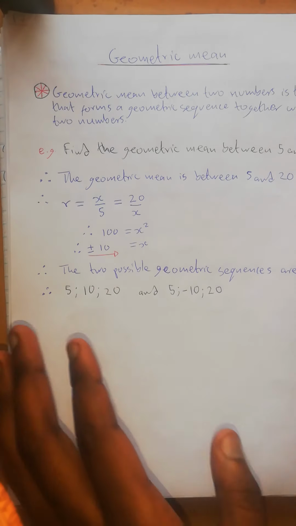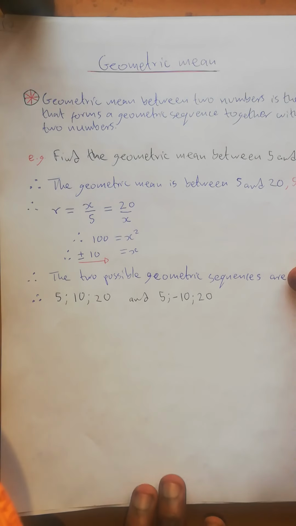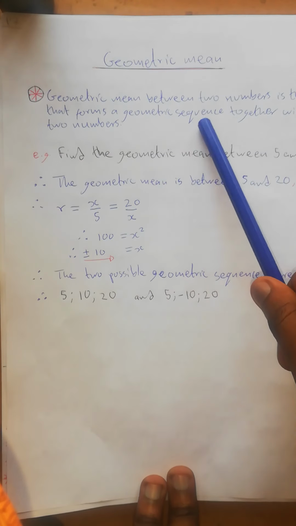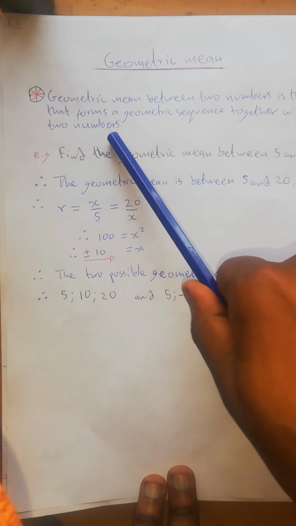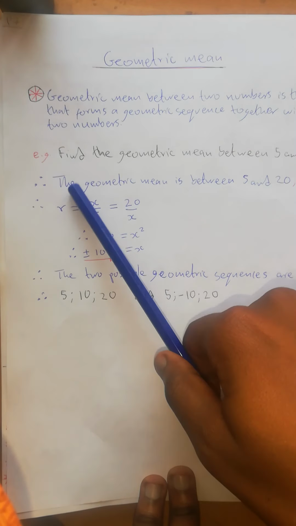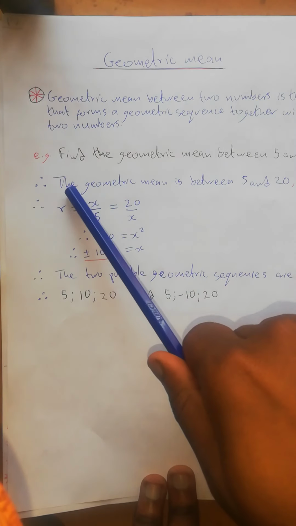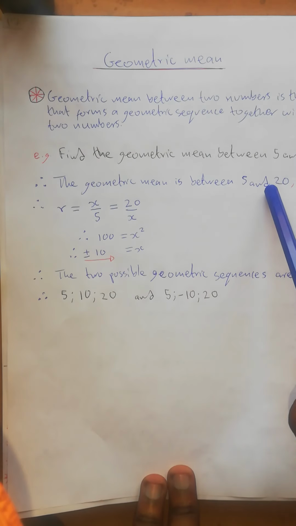Now we're going to look at something called a geometric mean. A geometric mean between two numbers is the value that forms a geometric sequence together with the two numbers you are given. Here's an example. They say find the geometric mean between 5 and 20. The geometric mean is between 5 and 20.